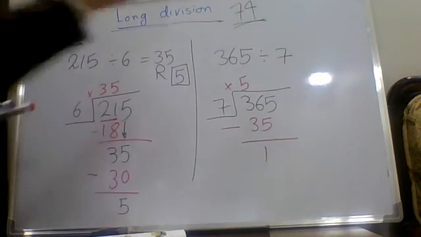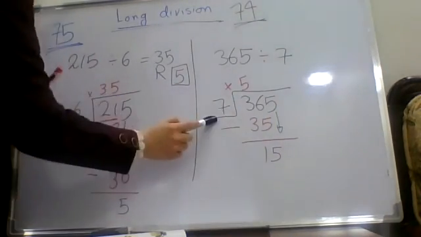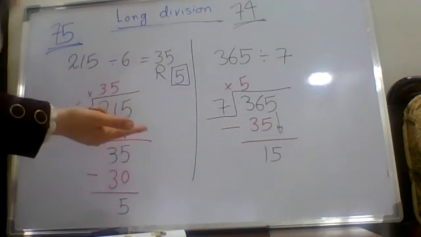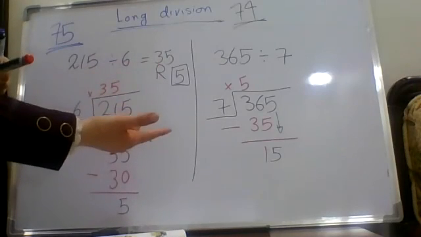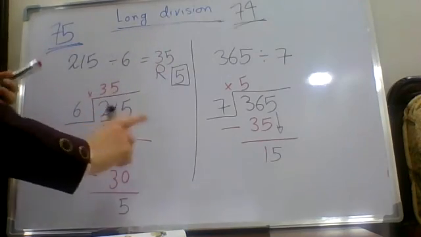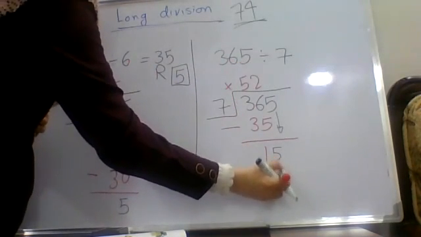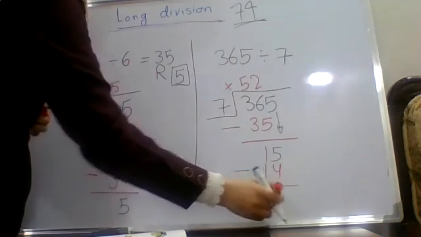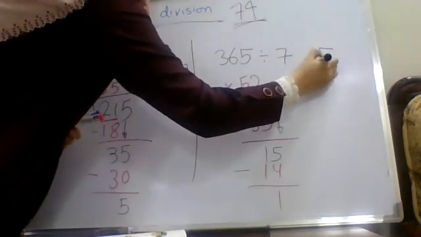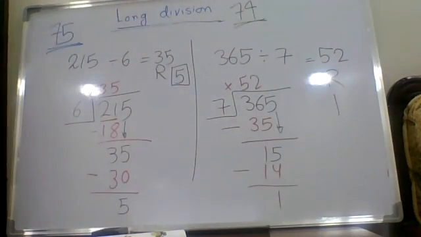Okay? Now we put down number 5. 15. Where can I find 15 on the times table of 7 or less? I can find 7 times 1, 7. 7 times 2, 14. Stop. This is the biggest number you can find. You're not allowed to use 7 times 3, which is 21. Okay? So you write over here 2. 2 times 7, 14. Take away, you have the answer 1. 15 take away 14 equals 1. So the answer over here is 52 and the remainder is 1. Okay, the remainder is 1.